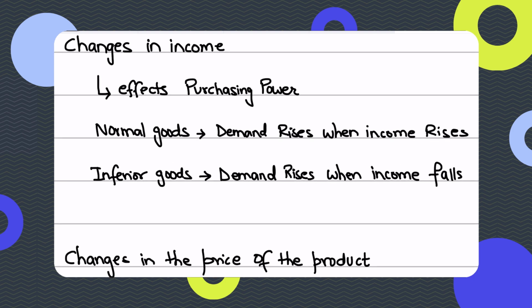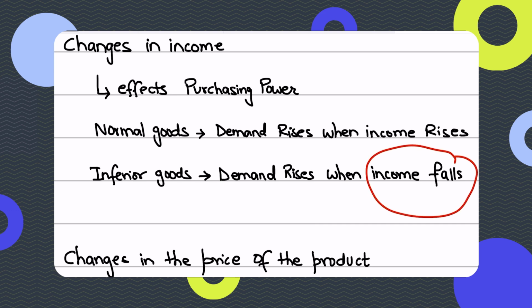And what economists have observed is that for inferior goods, demand actually rises when income falls. Because what happens is that when income falls, your purchasing power goes down. So instead of buying maybe expensive goods, you will end up buying inferior goods, which are sort of low quality goods. For instance, let's say you were consuming imported butter, you'll probably switch to cheap margarine. So cheap margarine is an inferior good, right? And they have a negative relation with income.